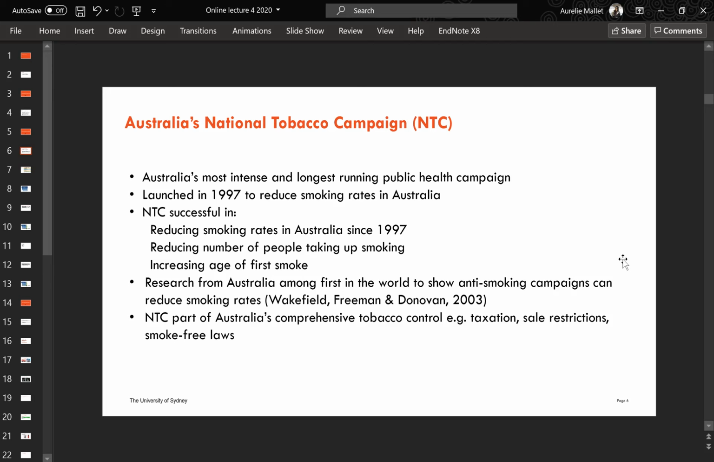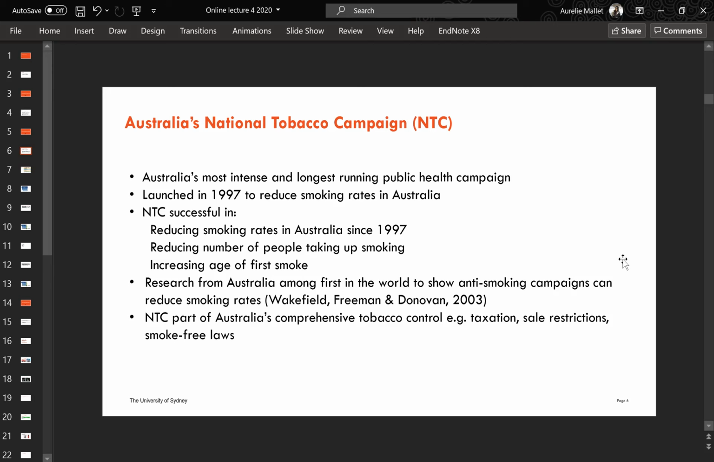So Australia's National Tobacco Campaign isn't the only thing that's addressing smoking rates. It's part of Australia's broader comprehensive tobacco control. So you would know, or maybe you don't know, but Australia's comprehensive tobacco control, in addition to mass media campaigns, also includes taxation. So taxes on cigarettes and other tobacco products are actually quite high in Australia, and the taxes go up every year. There are also a lot of sale restrictions. So first of all, you can only buy cigarettes if you are 18 and over, and also it's restricted as to where it can and can't be sold.